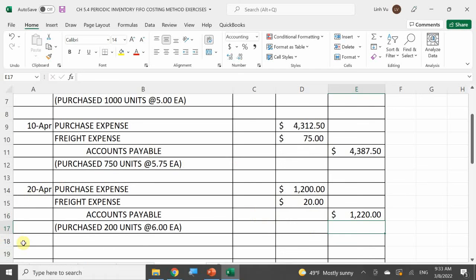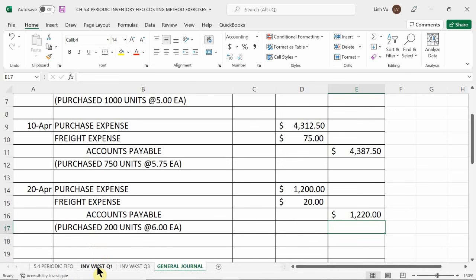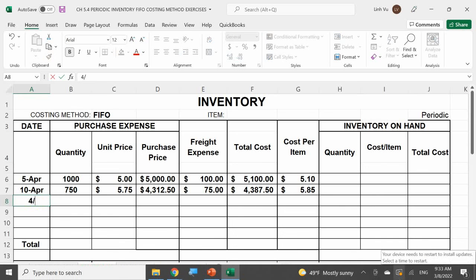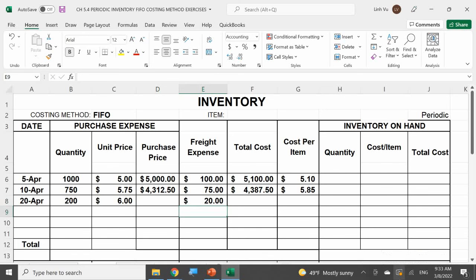So let's go ahead and plug those numbers into my inventory worksheet. Okay. It is April 20th, 200 units at $6 each with a freight of 20. So here, how do I solve for my purchase price? Quantity times unit price, okay?